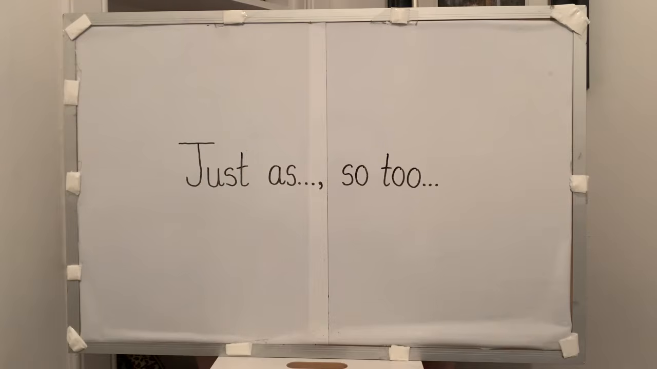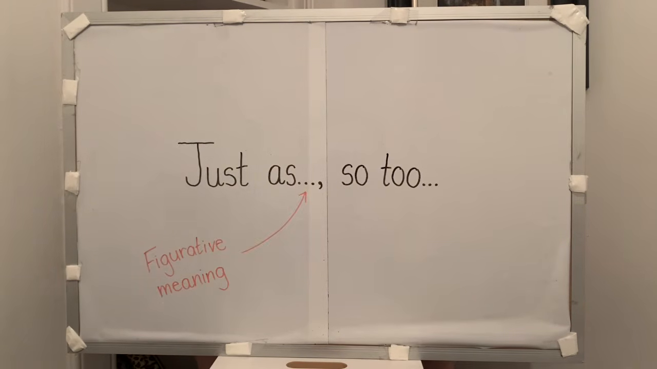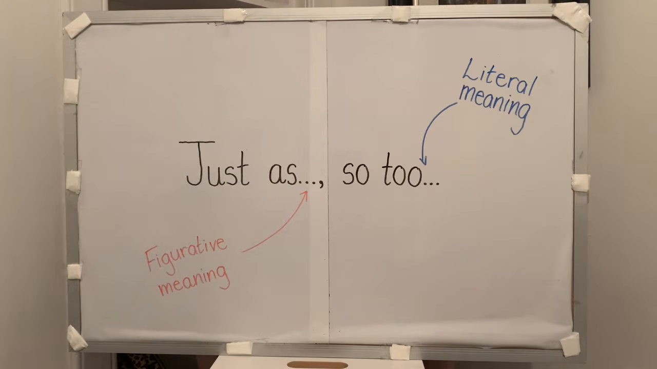Just as, so too is your way of showing that you understand the comparison that is being used in the image. So you will say just as and then explain the figurative meaning, the made up meaning, so too, and then explain the literal meaning. What is the real thing being compared in this example?